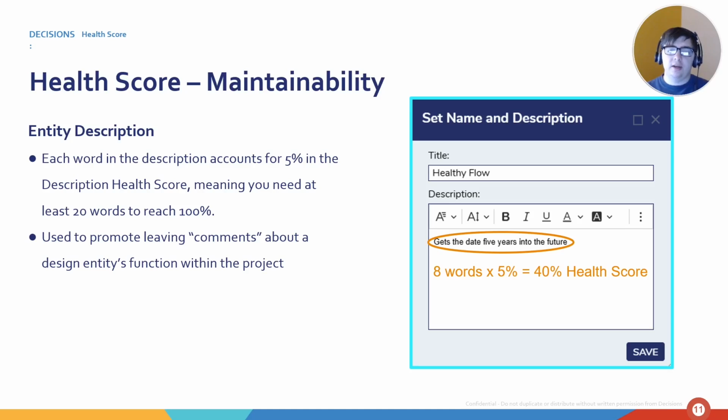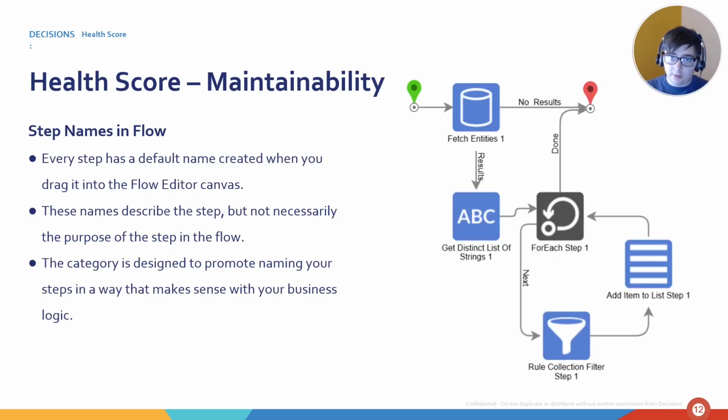This is to ensure that you're using comments and descriptions that adequately describe what your entity is trying to do within the larger scope of the project. Another criteria in maintainability are the step names in the flow.